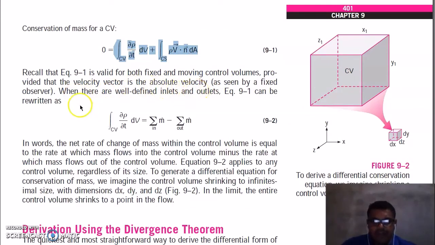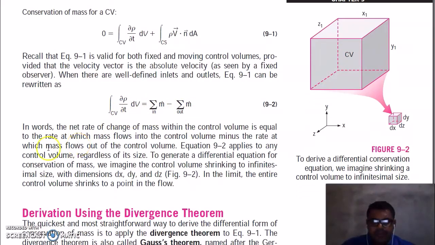the absolute velocity. When there are well-defined inlets and outlets, we can also write it in this form: ∂ρ/∂t dV over the control volume is equal to mass in minus mass out. In other words, the net rate of change of mass within the control volume is equal to the rate at which mass flows into the control volume minus the rate at which mass flows out of the control volume. So it applies to any control volume regardless of size.